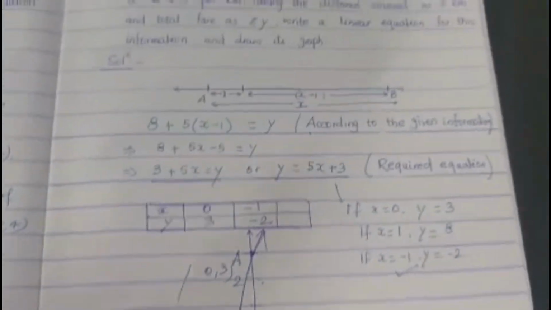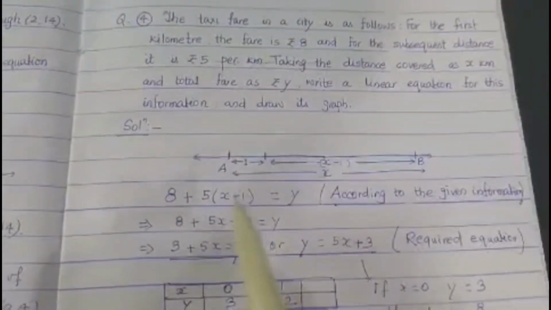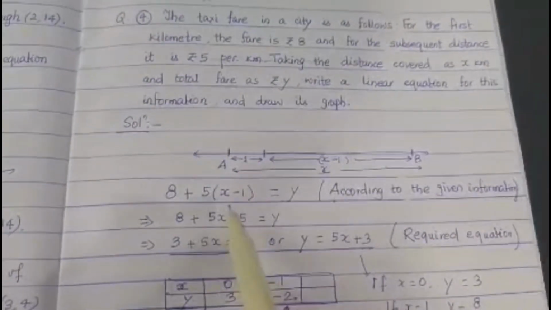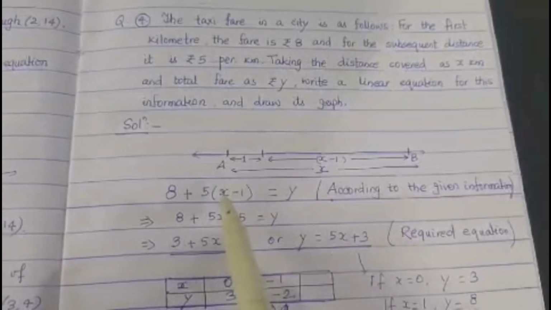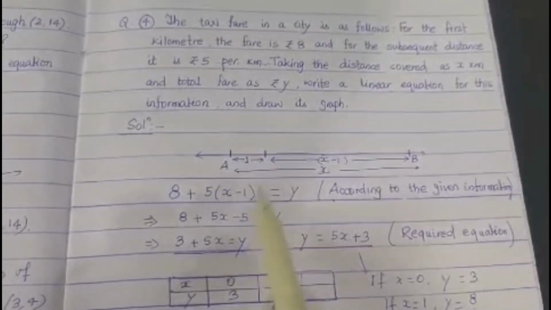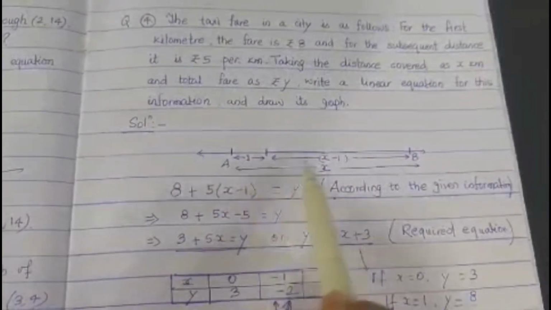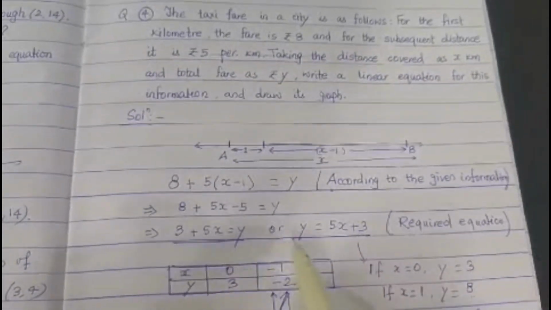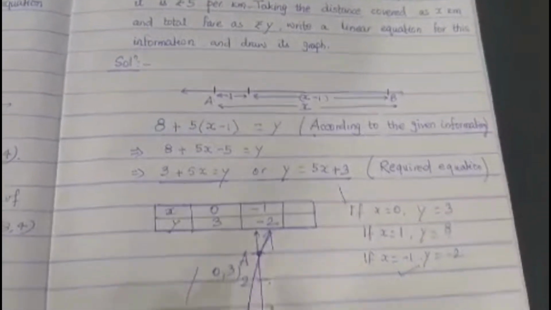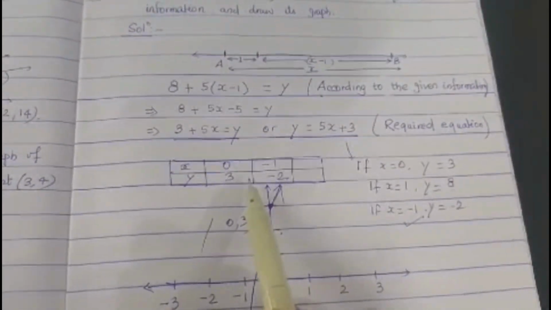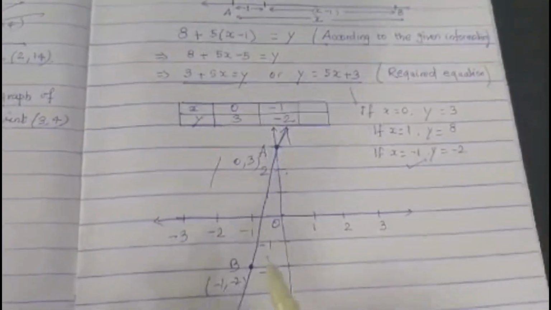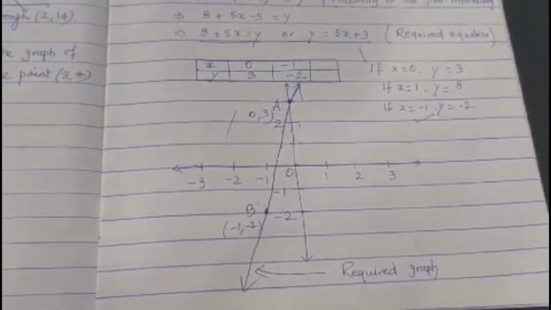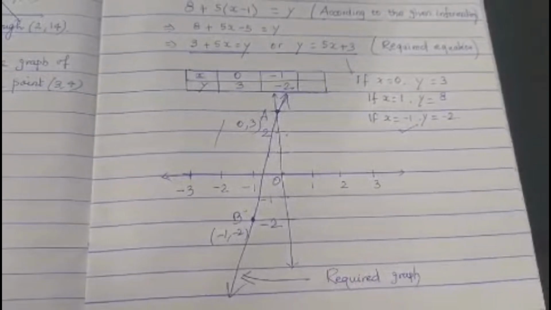So this is the way of solving the problem. First of all, according to the information, we have written the equation: 8 plus 5 multiplied by x minus 1 equal to y. Total distance was x, first kilometer, then x minus 1 kilometer. Now the equation comes like this: 3 plus 5x equal to y, or y equal to 5x plus 3. Now we draw the table from the given equation, and then we plot the graph. The graph will be a straight line. Okay, now let's come to the next question.